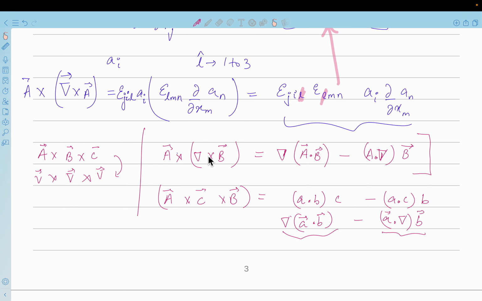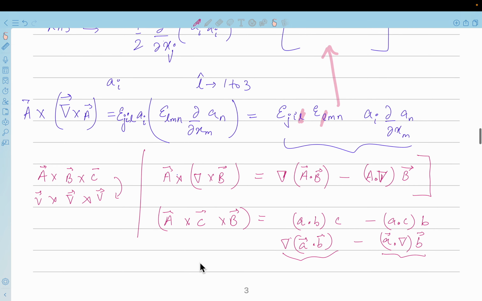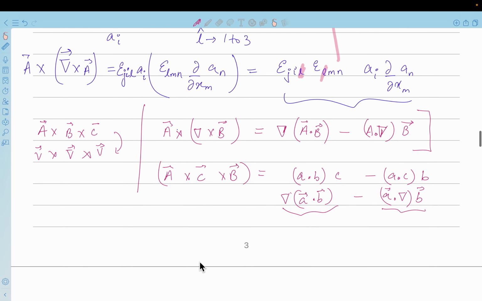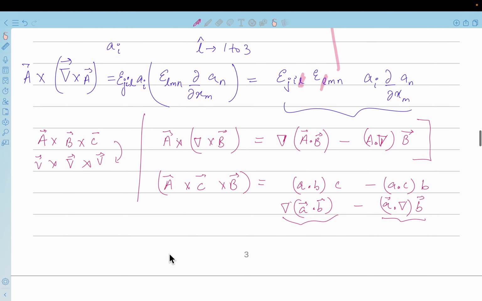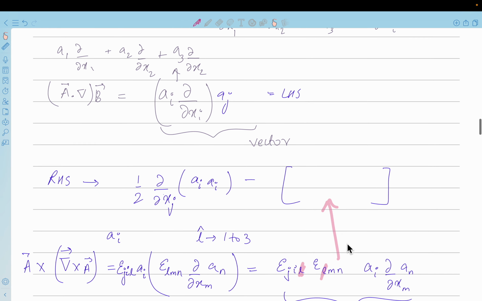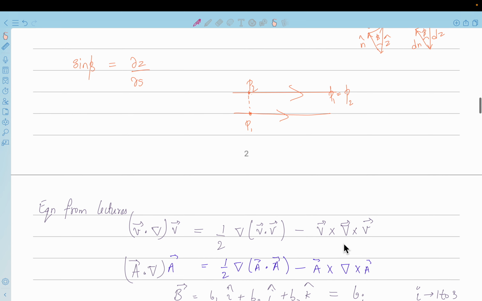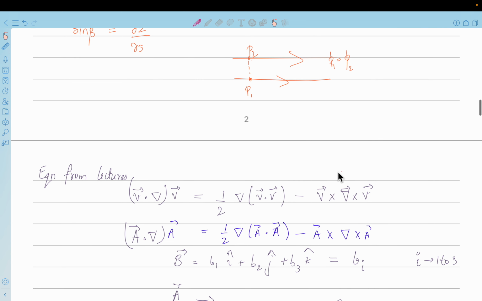Okay, we just have to put B vector, right? So you get B dot B minus B dot grad, which is this term.